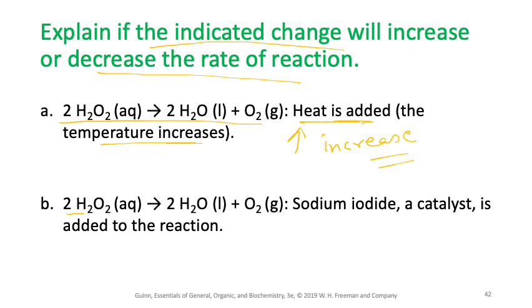The second reaction is the reaction going on. It says sodium iodide, which is a catalyst, is added to the reaction, and we know once we add the catalyst to the chemical reaction, it speeds up the chemical reaction. So that means the rate of the reaction also increases. For this, the rate of reaction will increase. So this is how you can apply the concept and figure out whether the rate of the reaction is going to increase or decrease depending on the factor provided in the problem.